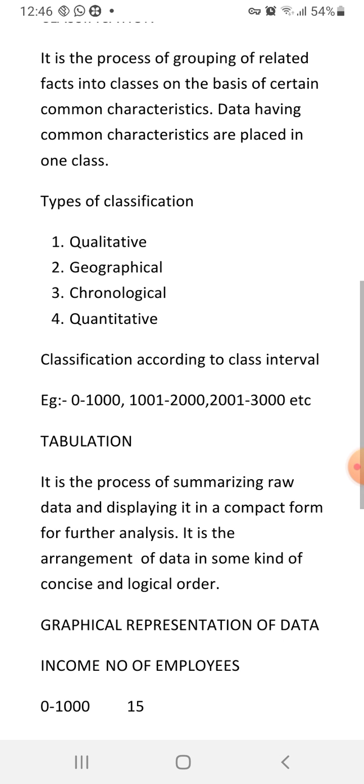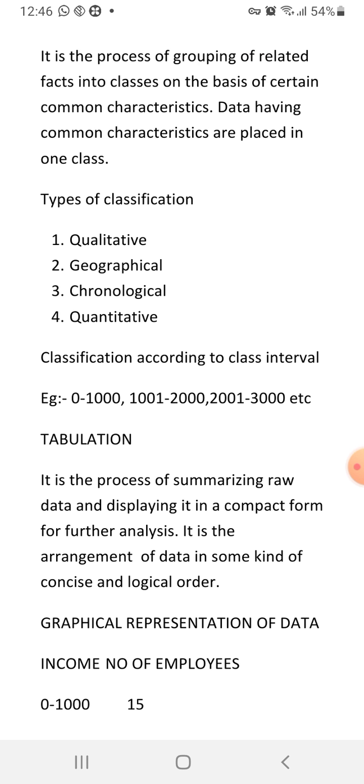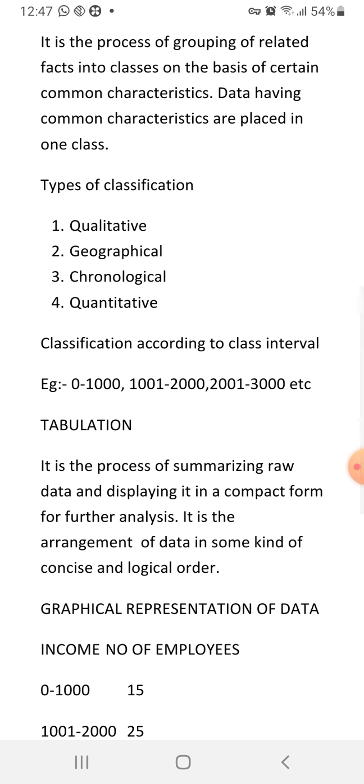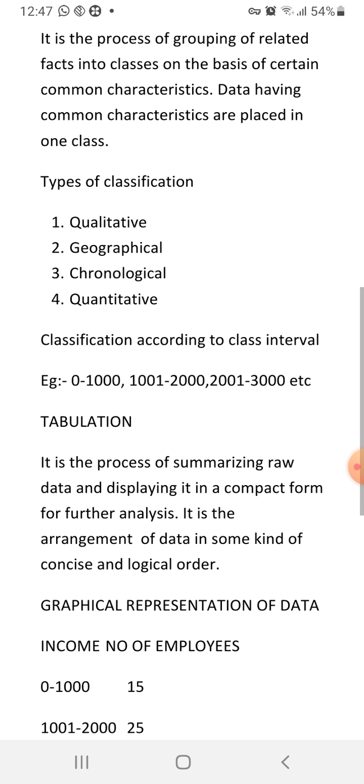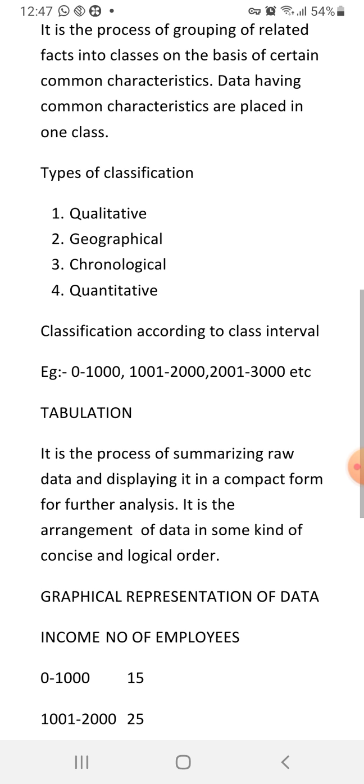Then quantitative. In quantitative, the data are purely numerical, or the data can be measured in quantitative terms: height, weight, etc. Height of the people or weight of the people, then length, etc. That is known as quantitative classification. Their height can be classified into certain groups. Weight also can be categorized into certain groups. That is known as a quantitative classification.